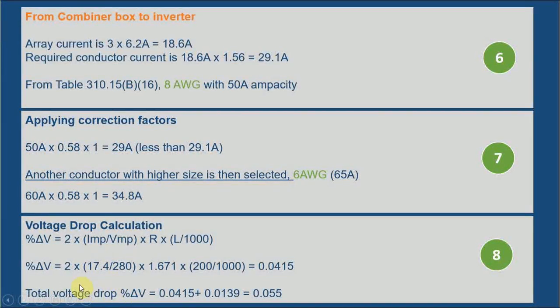Now accounting for the total voltage drop, the one between the combiner box and the inverter is 0.0415, and between the solar PV array and the combiner box it is 0.0139. We get a total voltage drop from the array up to the inverter of 0.055 percent, which is an acceptable value.